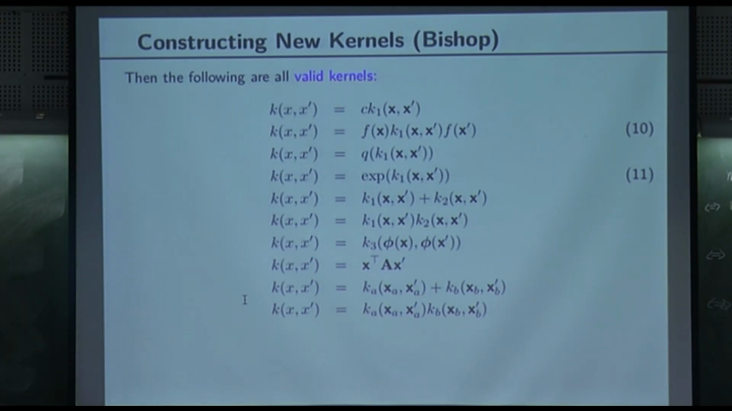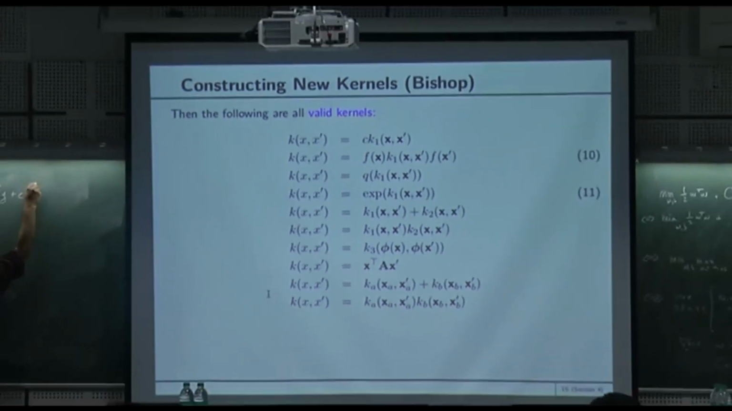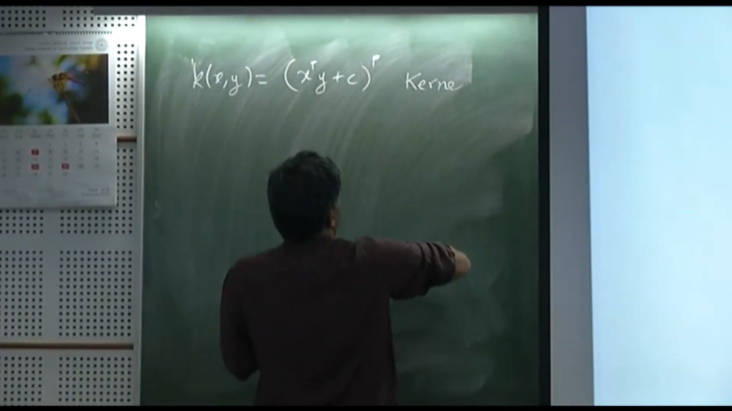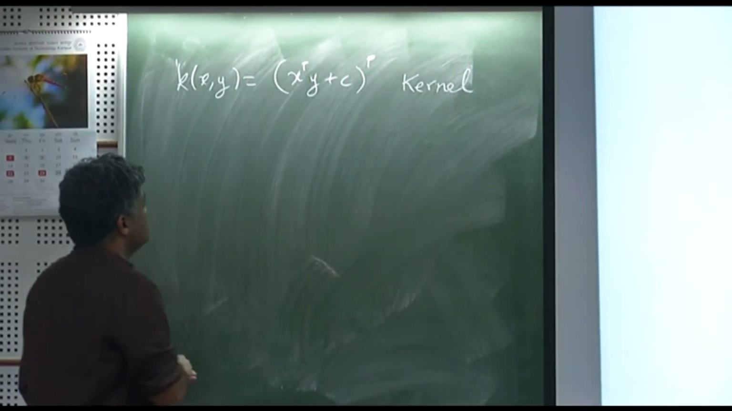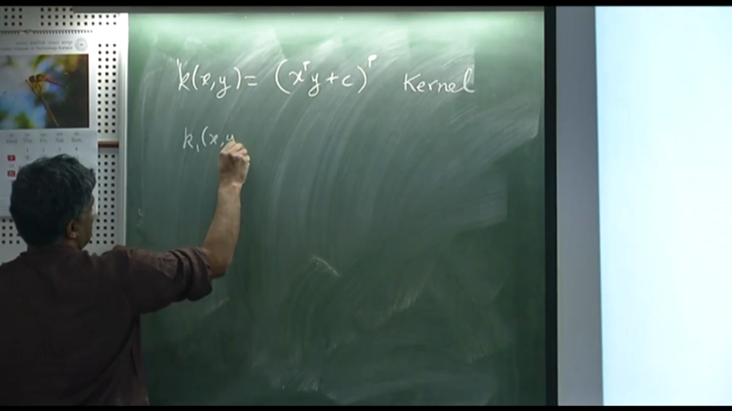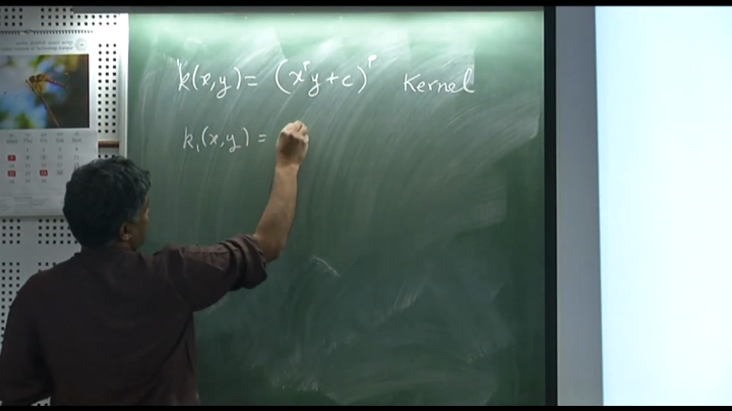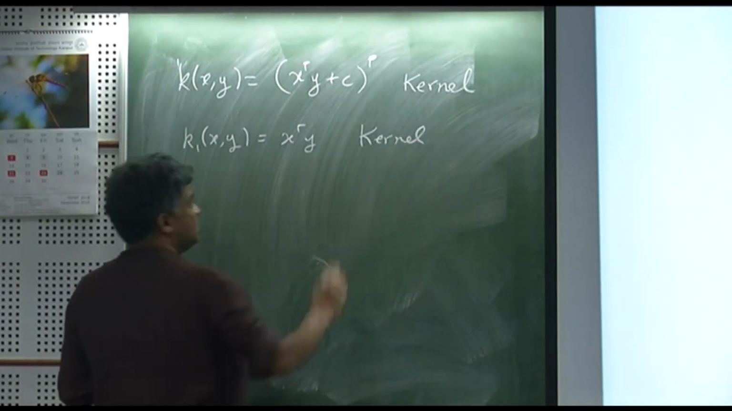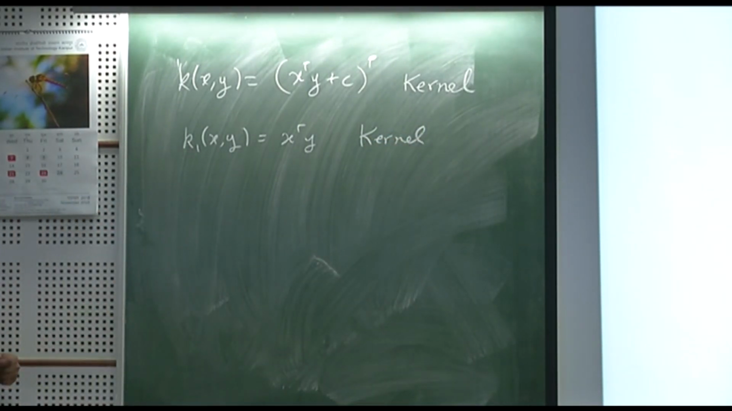So I claim to you that k(x, y), defined to be (x transpose y + c) to the power p, is a kernel. How do I prove that? I'll start off with k1(x, y) equal to x transpose y. This is definitely a kernel. Why? Because this is straightforwardly an inner product.